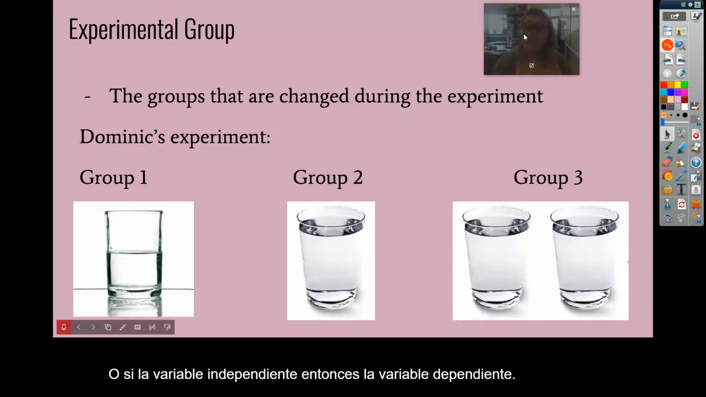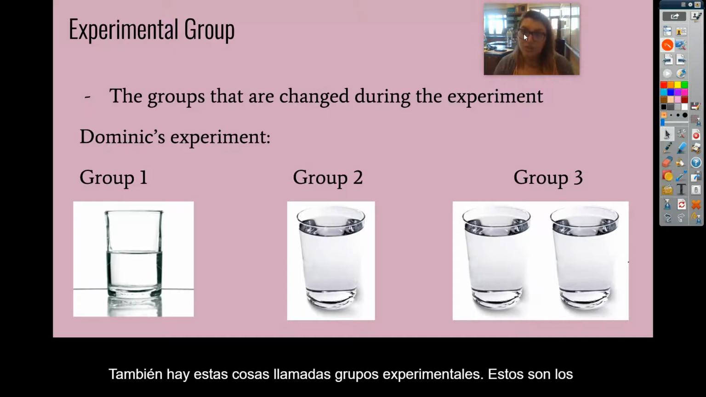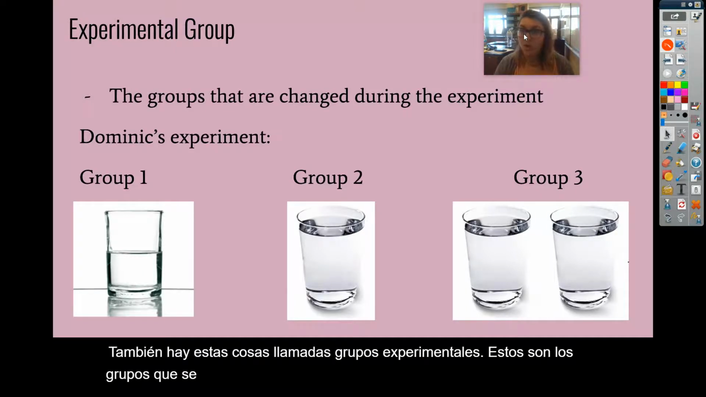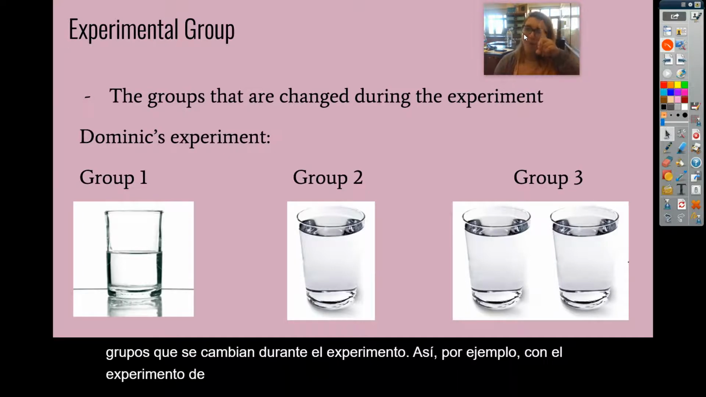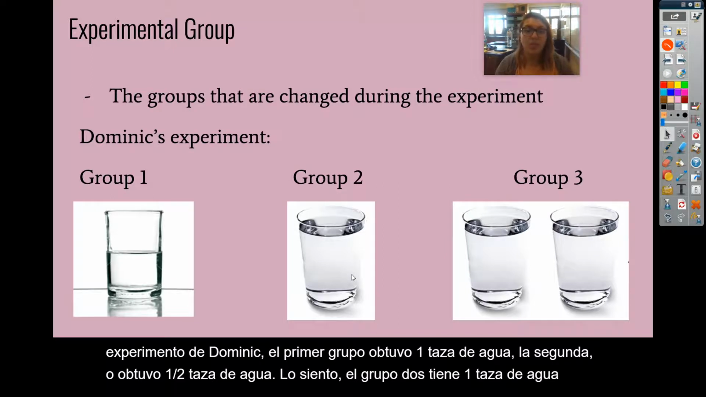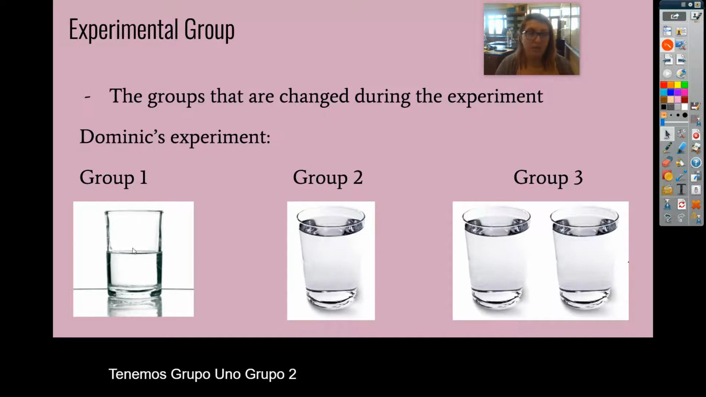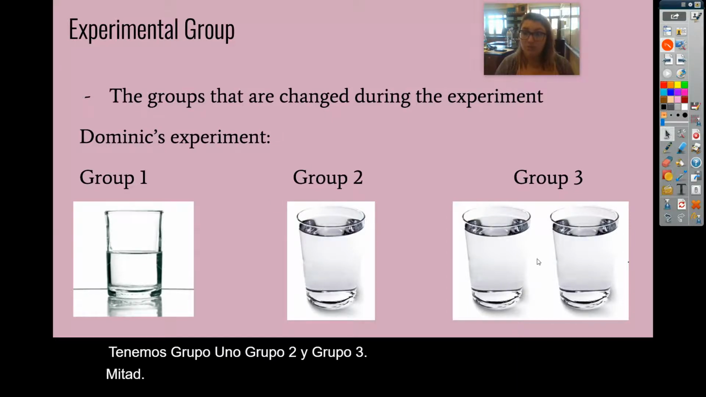There's also these things called experimental groups. These are the groups that are changed during the experiment. So, for example, with Dominic's experiment, the first group got a half cup of water. Group 2 got 1 cup of water, and group 3 got 2 cups of water. Those are the experimental groups. We have group 1, group 2, and group 3. Half, 1 cup, 2 cups. Those are the experimental groups.